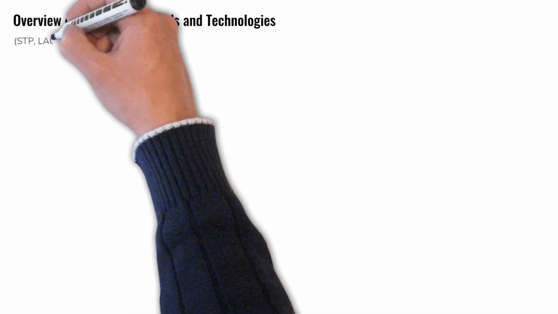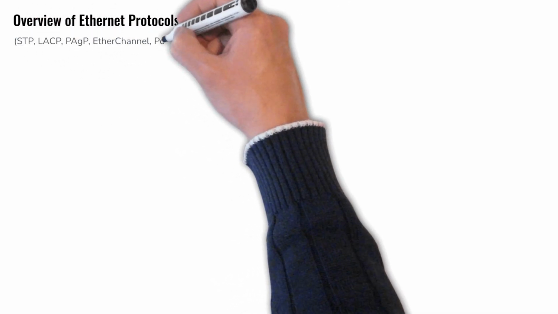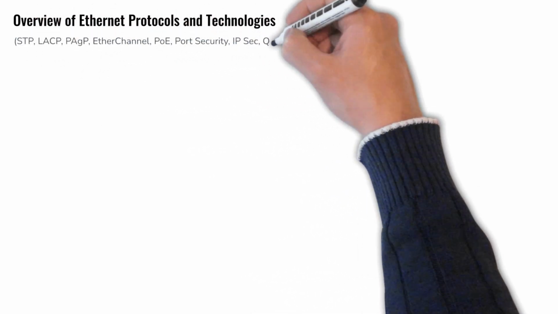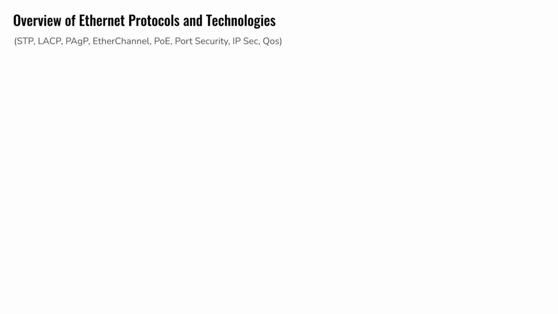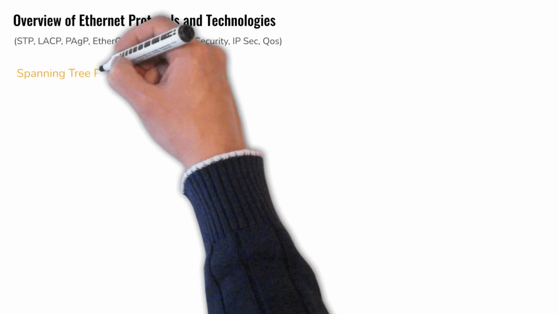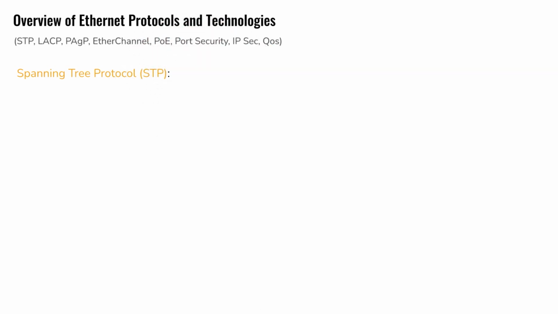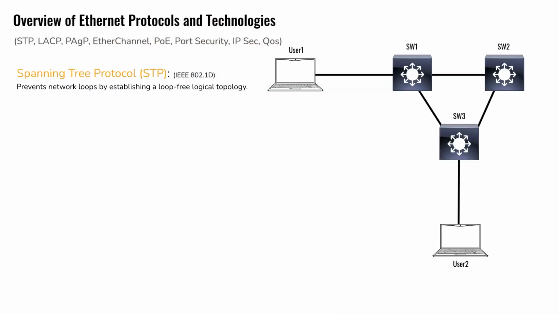Moving forward, we will provide a technical overview of key Ethernet protocols and technologies. Each topic is complex and deserves a detailed analysis, which will be covered in separate, in-depth videos. First, let's discuss the Spanning Tree Protocol. Spanning Tree Protocol, defined by IEEE 802.1d, prevents network loops caused by redundant paths between switches by establishing a loop-free logical topology in Ethernet networks.